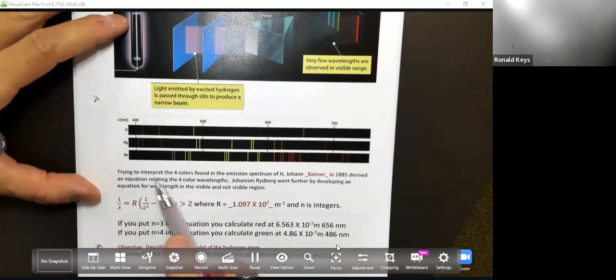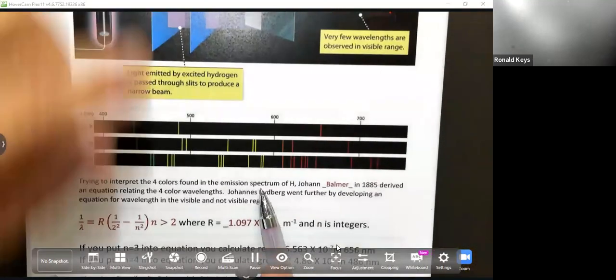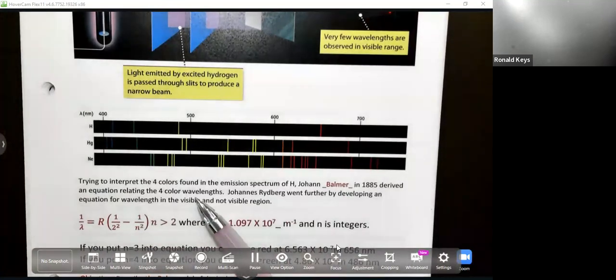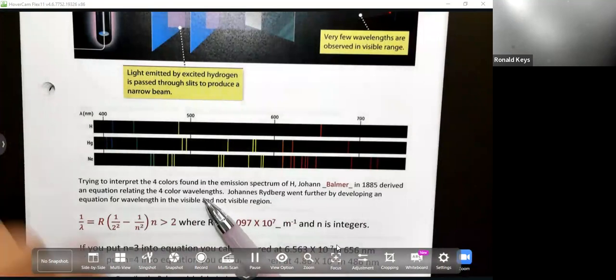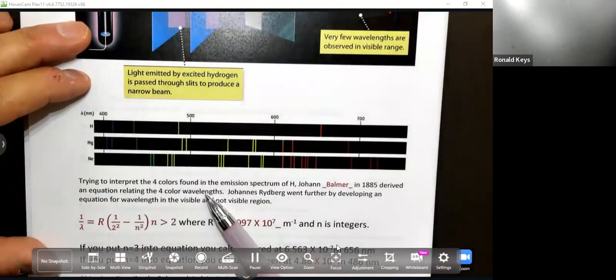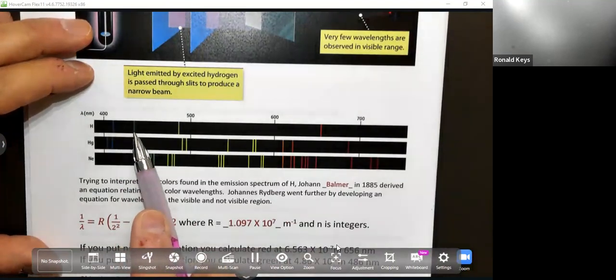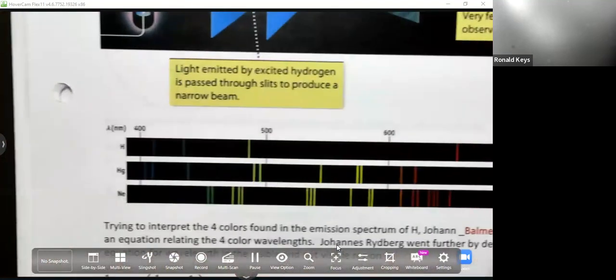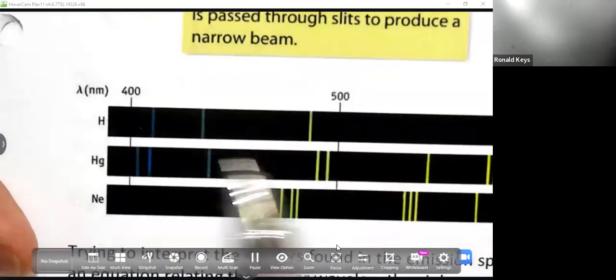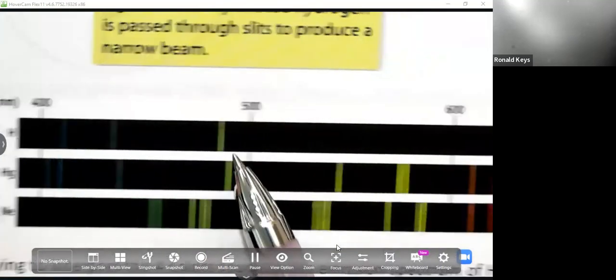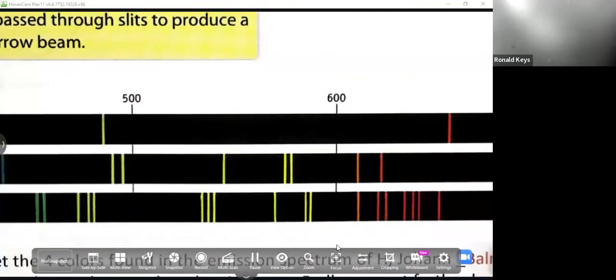So on page 8, we are trying to interpret the 4 colors found in the emission spectrum. In order to get the emission spectrum, you have to put energy in. It has to absorb energy. Balmer derived an equation relating to 4 colored wavelengths for hydrogen. And those 4 colors for hydrogen are here, here, might be hard to see. There it is. Here, here, we kind of got a slightish green here, and right there's red.